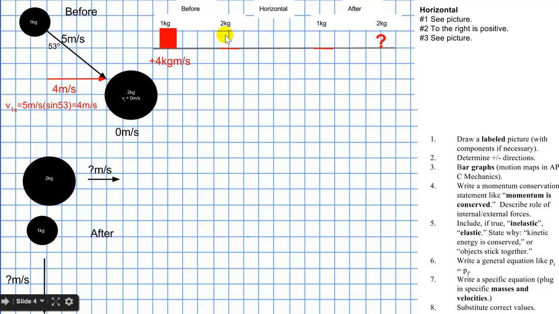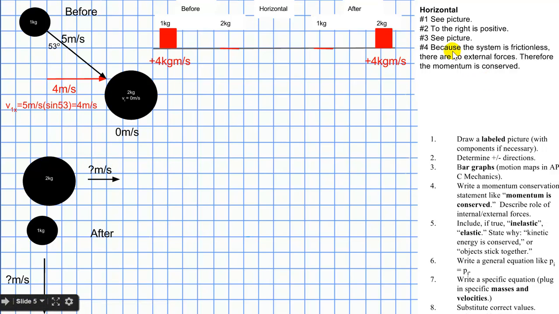The 2 kilogram mass before the collision is not moving at all, so it has no horizontal momentum, nor does it have vertical momentum for that matter. Afterwards, the 1 kilogram mass is moving straight down, so it's got no horizontal momentum afterwards. The 2 kilogram mass is moving to the right, so we're trying to figure out what this momentum is for the 2 kilogram object after the collision.